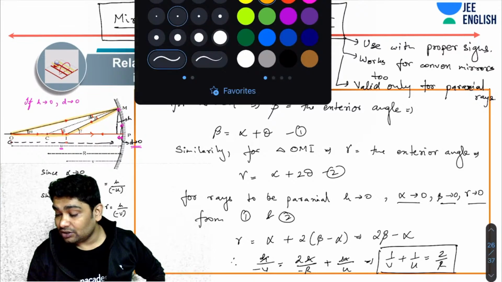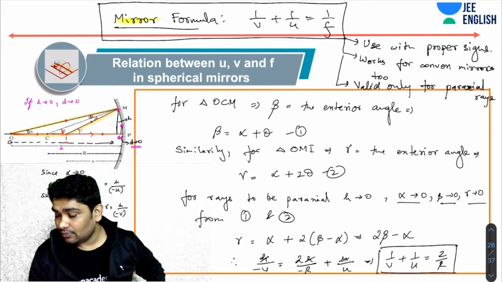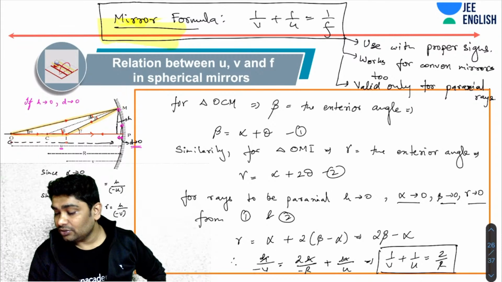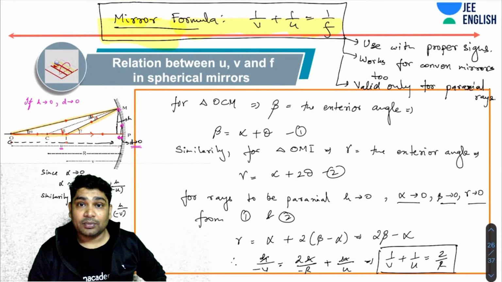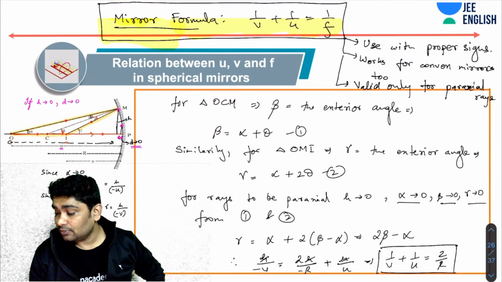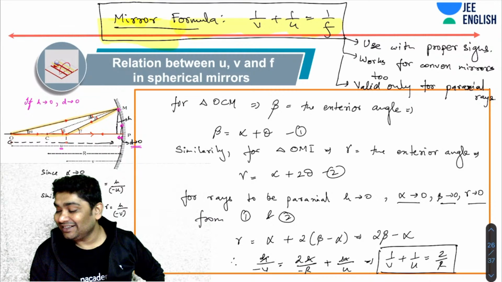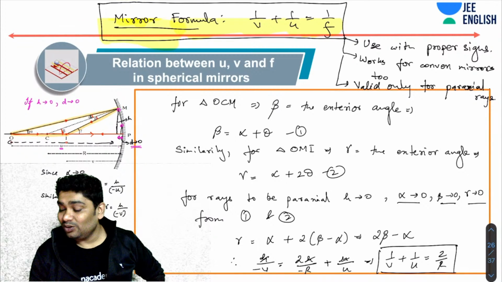Very, very important points. This mirror formula is very, very important, first of all. You need to memorize this. Memorize the mirror formula. And then, of course, you need to memorize these points: use the proper signs, it will work for convex mirrors as well, and valid only for paraxial rays. Okay, so paraxial approximation is there for the entire duration. Please remember this.